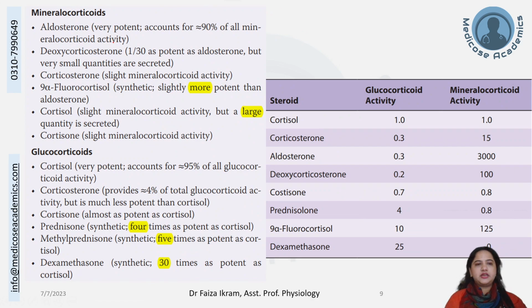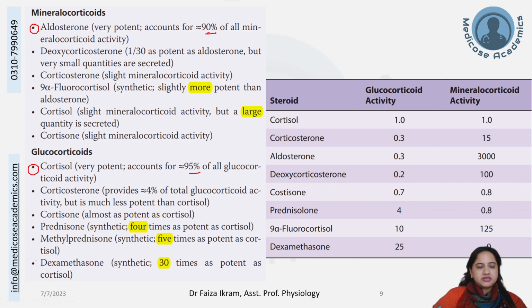Here is the list of mineralocorticoids and glucocorticoids. Aldosterone, the prototype mineralocorticoid, and cortisol, the prototype glucocorticoid. 90% and 95% of mineralo and glucocorticoid activity are performed by these. The rest is a long list which can perform mineralocorticoid and glucocorticoid activity. Some of them are the synthetic steroids which are used medicinally.